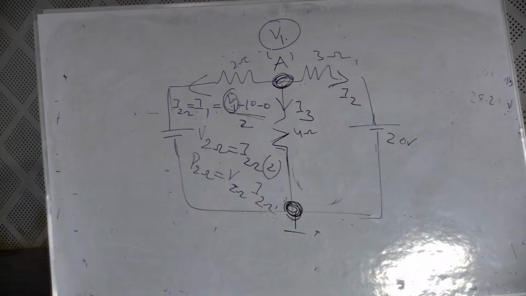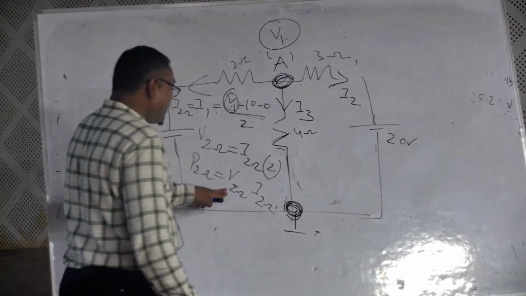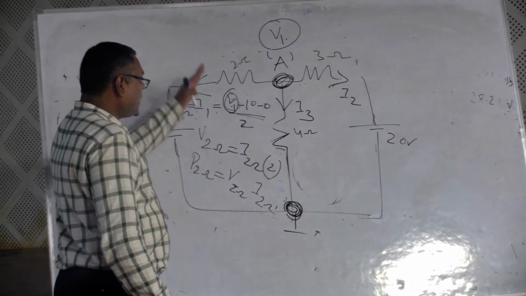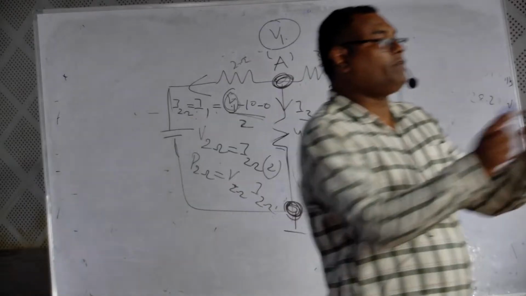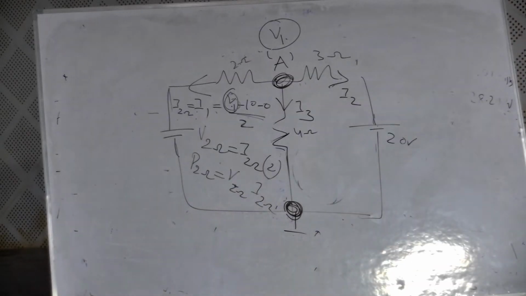Now the power, P2 ohms. Power is voltage into current. P2 ohms is equal to V2 ohms into I2 ohms. Complete the 3 ohms and check with mesh analysis. Please check with mesh analysis. Did we get the same answers or not?